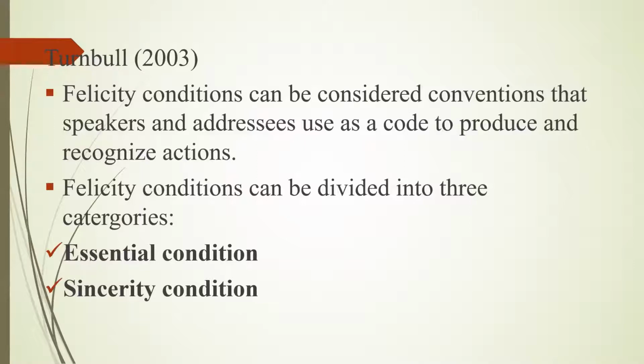The second category of felicity conditions is called the sincerity condition. There are certain things which are associated with the sincerity condition. And the third is preparatory conditions. So the first one is the essential condition, second is the sincerity condition, and the third is the preparatory conditions. When all these conditions are met, we would perform a speech act. Otherwise, we don't perform these speech acts.